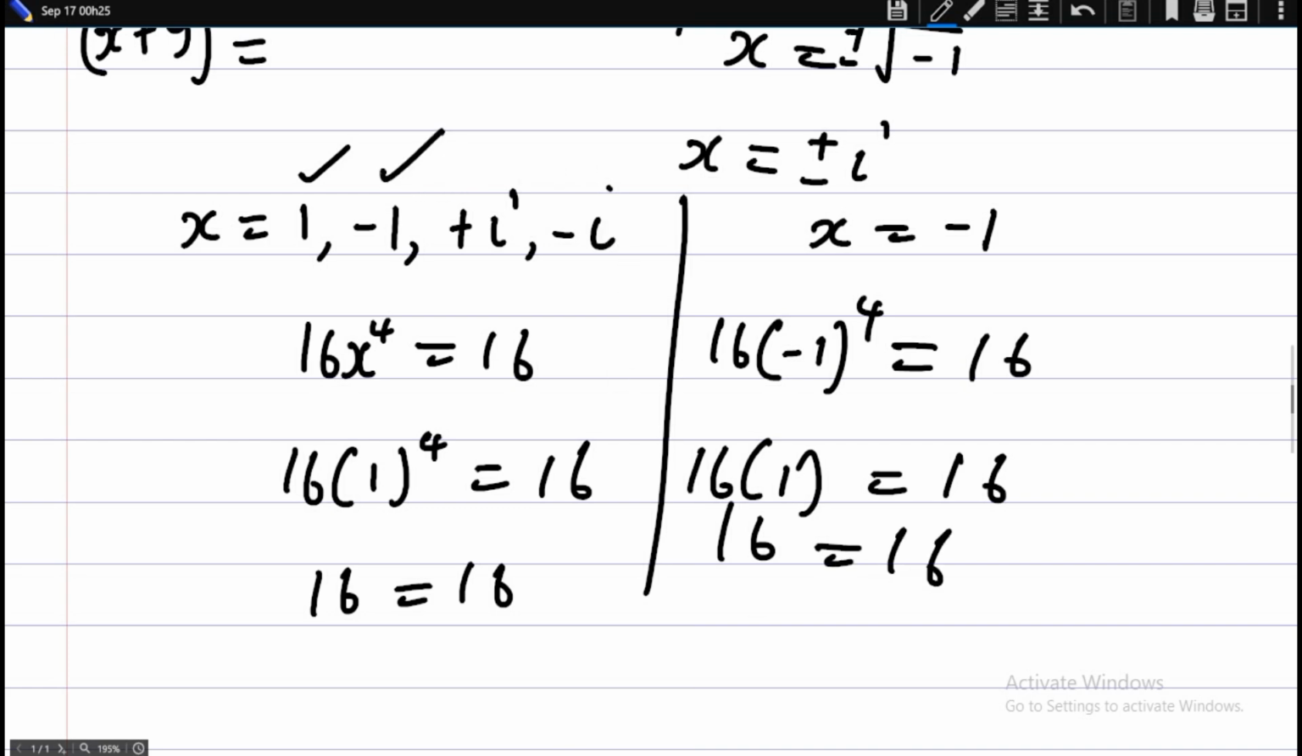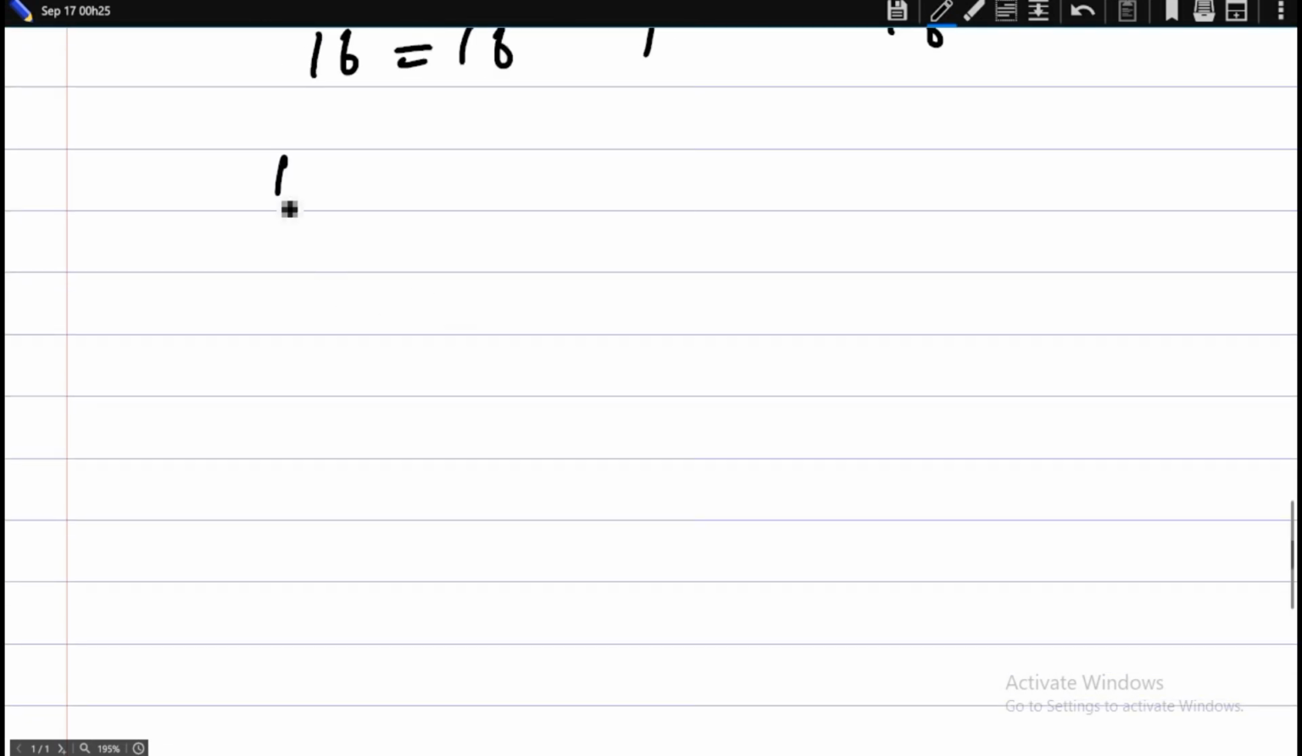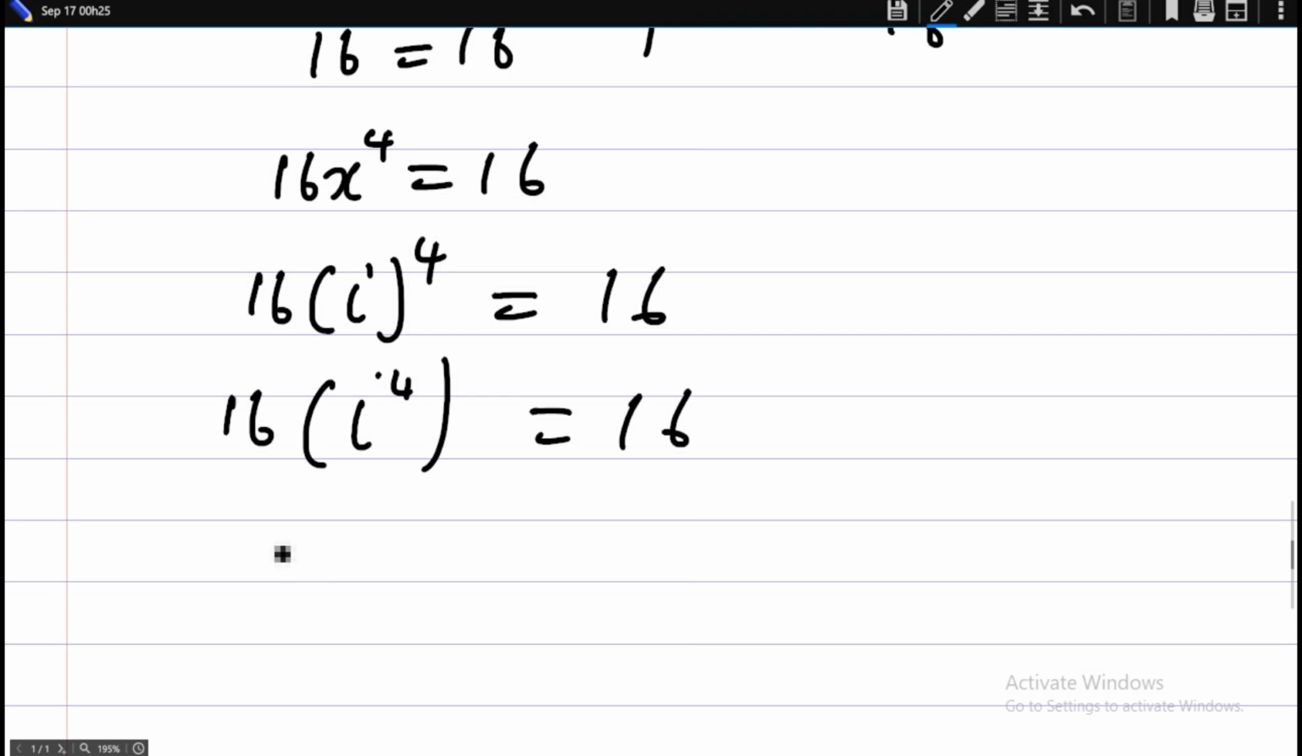Now let's check for the last two, that is i and minus i. So don't forget, we still have 16x raised to power 4 is equal to 16. So when x is equal to i, we now have 16 in bracket of i raised to power 4. Is it the same thing as 16? Let's check. This is 16 in bracket of i raised to power 4, like this, is equal to 16. So therefore 16 in bracket of i squared, all squared, since 2 times 2 will still give us back 4, is equal to what?